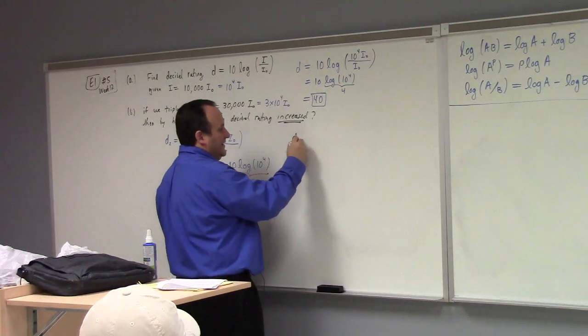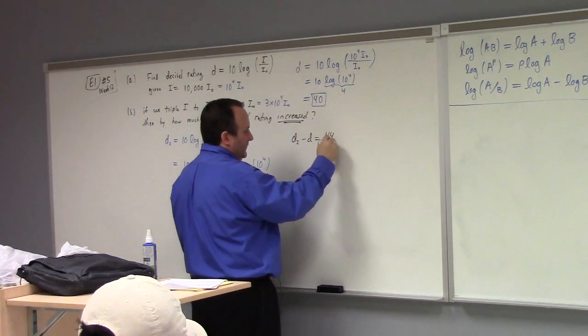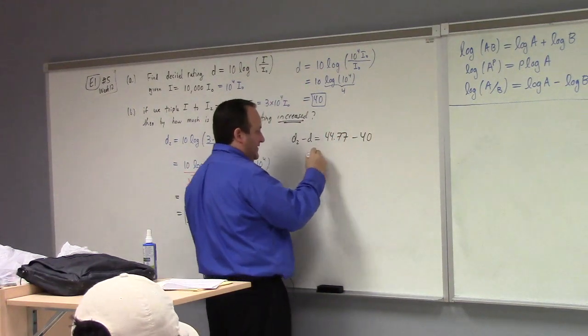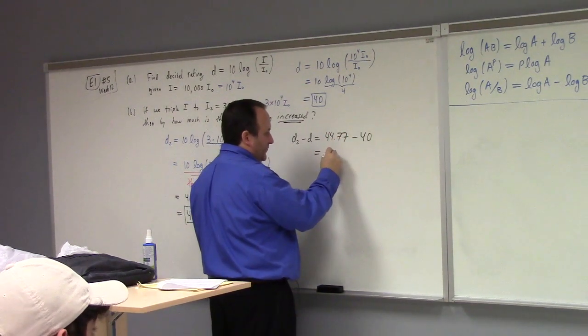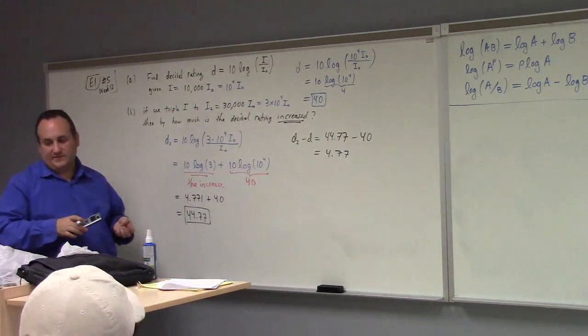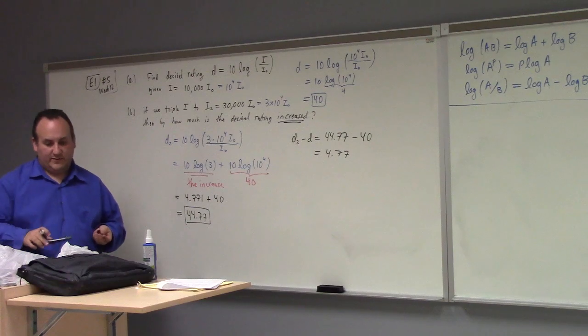So that would be like D2 minus D, right? So that's 44.77 minus 40, which as I was saying, is just 4.77. That's the increase. Now that would not be the right answer though, because if we read the question carefully, what does it say?